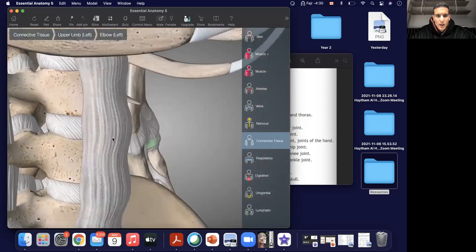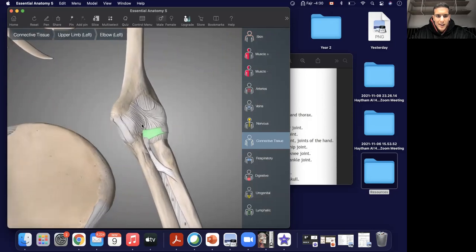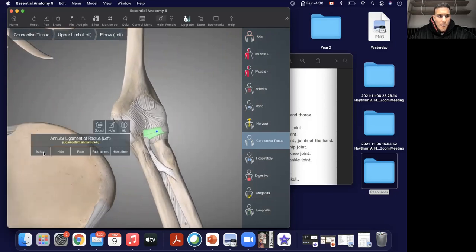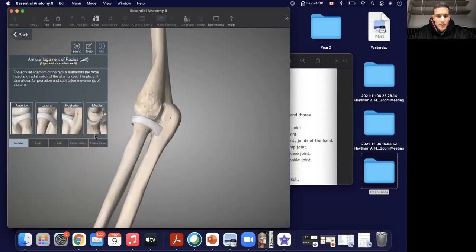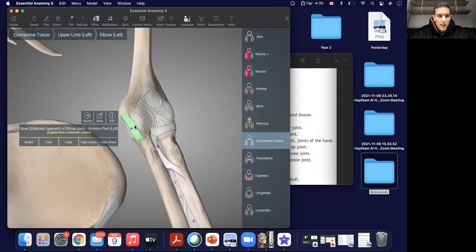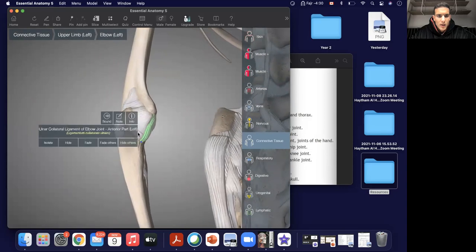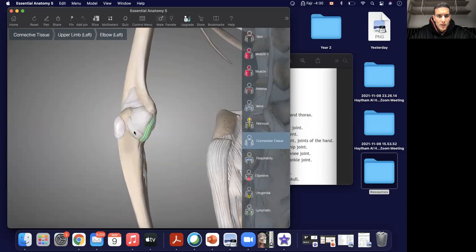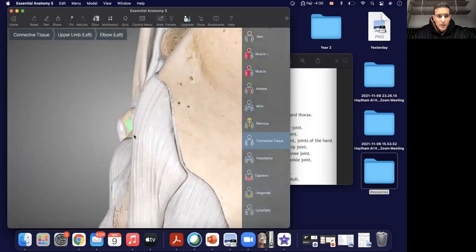Then around the region of the ulna, there is... You see how that's the annular ligament? It fixates the radius to the ulna. That's the ulnar collateral ligament, okay? Ulnar collateral ligament. This is the transverse part of the ulnar collateral ligament.